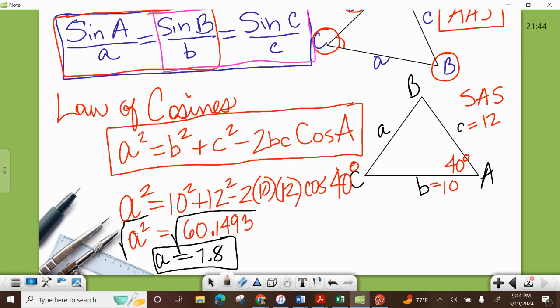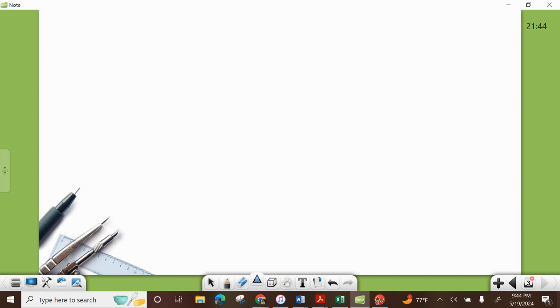Now, that's not the only situation where you would use the law of cosines. So we've got SAS. Another one would be SSS if I knew all three sides, but I didn't know any of the angles. That would be another situation where I would have to use the law of cosines, and I would find one angle first, and then I could use law of sines if I wanted to. So let's do an example. I know your head is spinning right now.